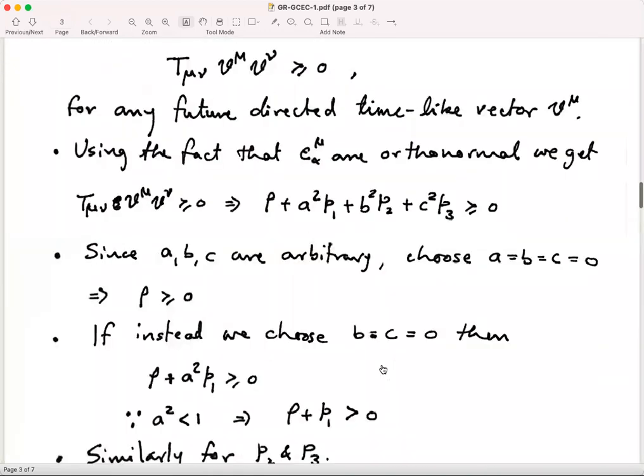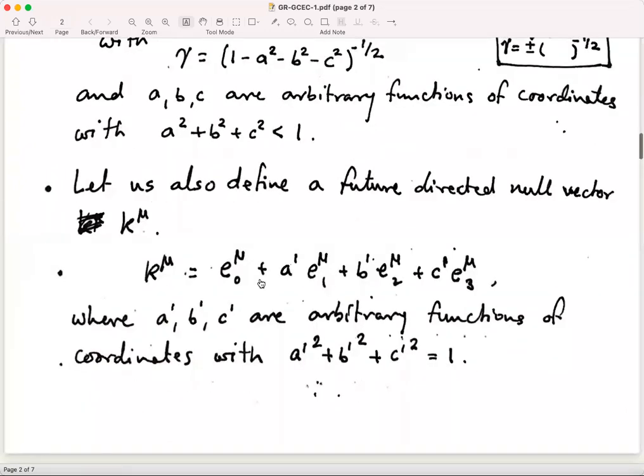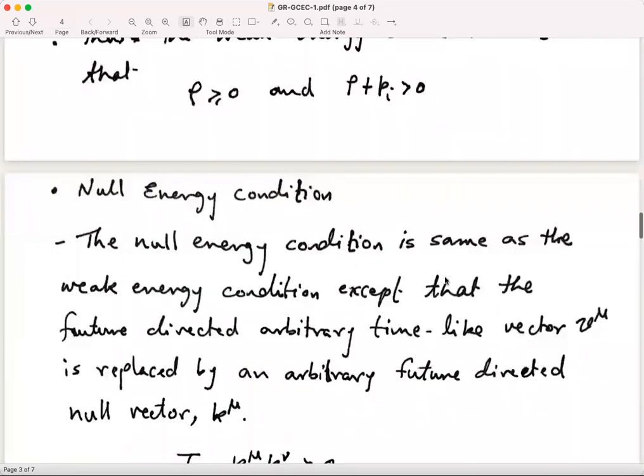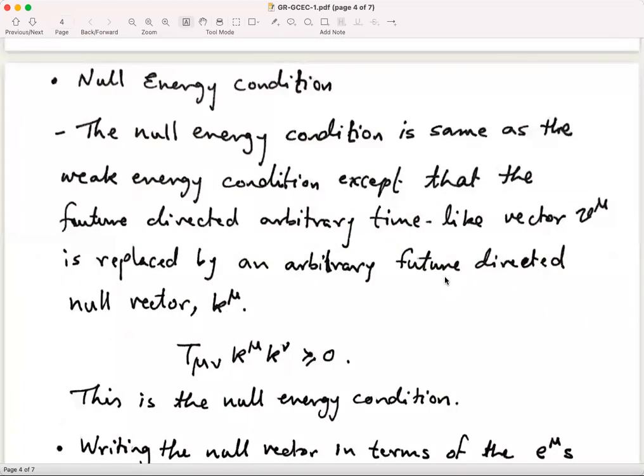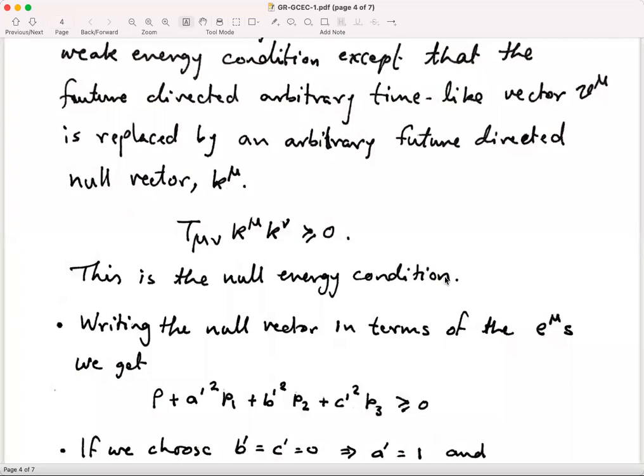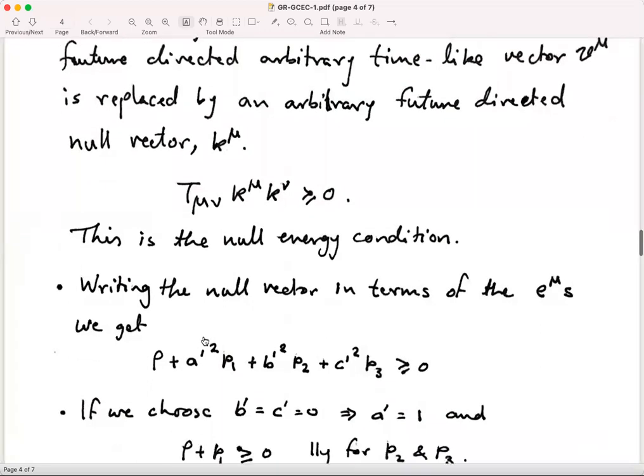Remember that we had written K also in terms of E: E zero mu plus A prime E one mu plus B prime E two mu plus C prime E three mu. So we could use this relation and write down the null energy condition in terms of E's. It's a straightforward exercise, simply because of the orthogonality of the E's, to check that the null energy condition T mu nu K mu K nu greater than or equal to zero translates into the equation rho plus A prime squared times P1 plus B prime squared times P2 plus C prime squared times P3 greater than or equal to zero.